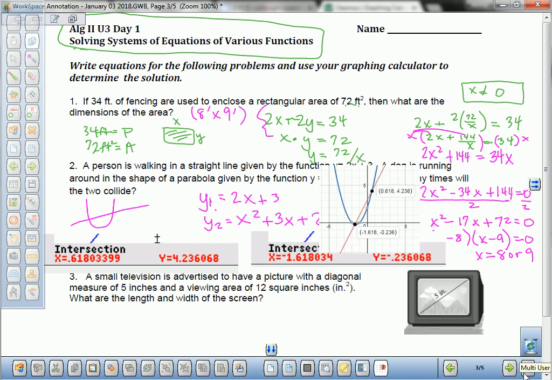All right, so those are two methods of using technology, either your graphing calculator or Desmos, to solve nonlinear systems. And that's a great way to solve things that are not linear. So anytime we have a quadratic or a cubic or a rational or any of that involved, it's nice and easy to do it using technology. Questions about number 2? Okay.